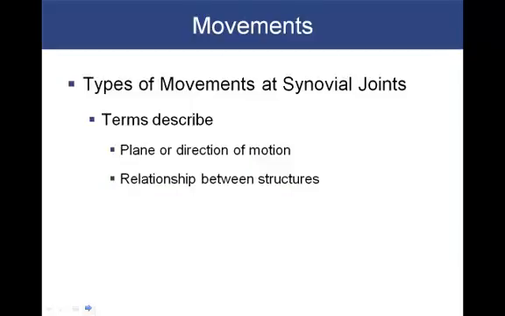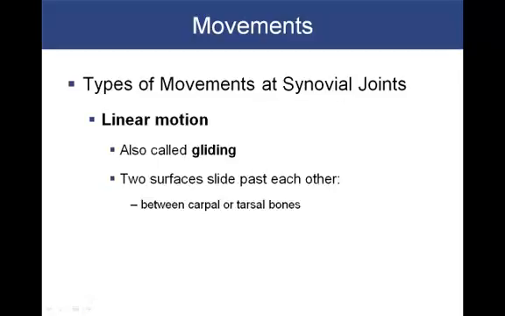The types of movements found in synovial joints can either be described by the plane or direction of motion, or their relationship between other structures. In gliding motion, the two surfaces slide past each other. A good example of this could be found between the carpal or the tarsal bones. As these bones articulate with other carpals or tarsals, they allow for gliding motion as they slide past one another.